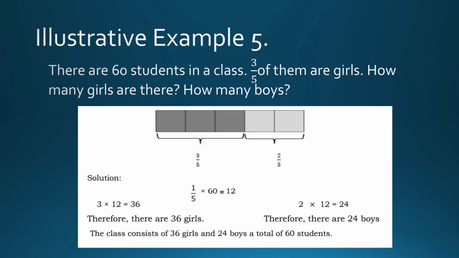So for the solution, just multiply 1/5 by 60, so that is equal to 12. So that 12 represents the 1/5 of the figure. So next, that is 3/5. So that is 3 multiplied by 12 is equal to 36. Therefore, there are 36 girls. For the boys, that is 2/5. So that is 2 multiplied by 12, that is 24. Therefore, there are 24 boys. The class consists of 36 girls and 24 boys. That is a total of 60 students.